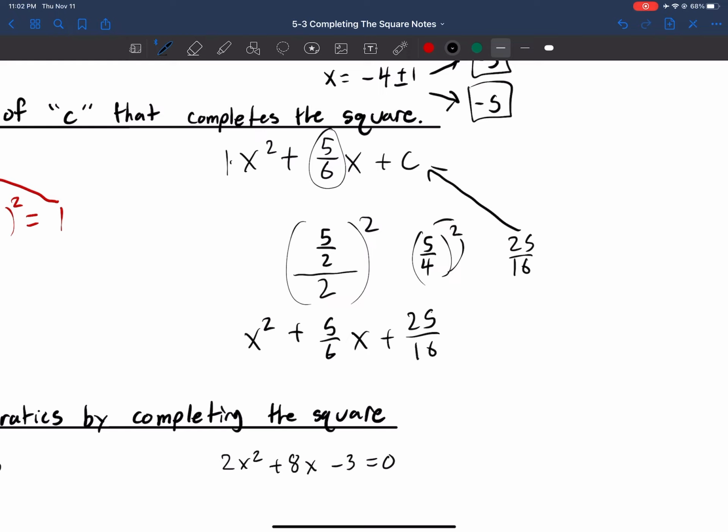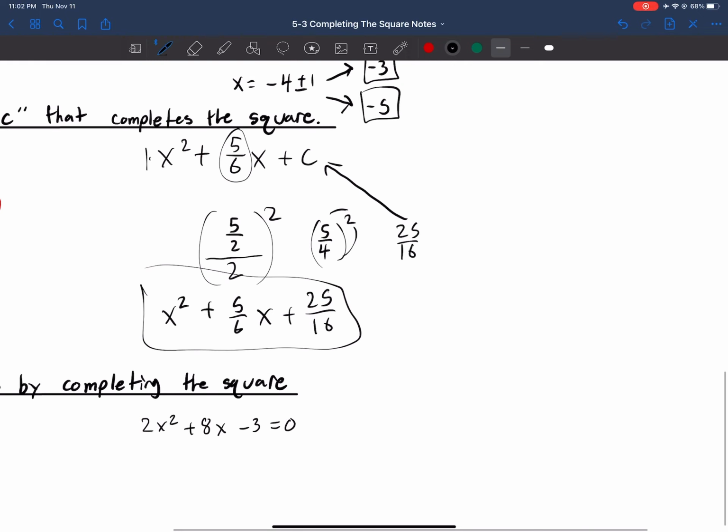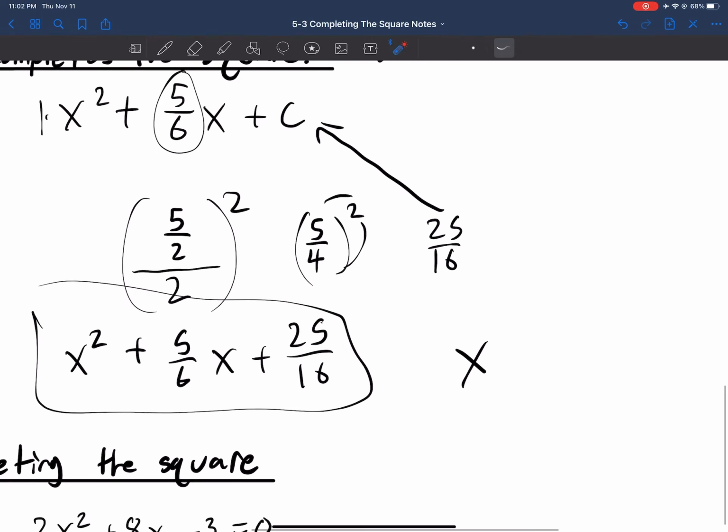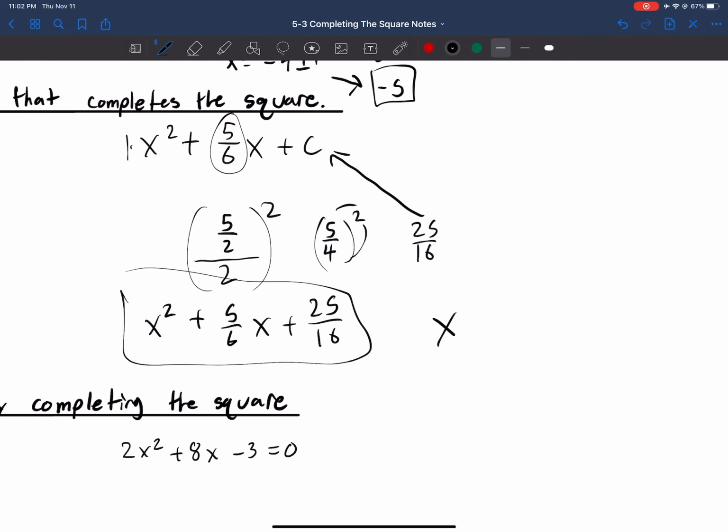If I do this, this is a perfect square trinomial. An ugly one because of all the fractions, but this can be written as x and then 25/16. The root of it, we already saw it, it's 5/4. So we write x and a 5/4. The sign is plus, so we say plus the whole thing squared. This is now a perfect square trinomial.